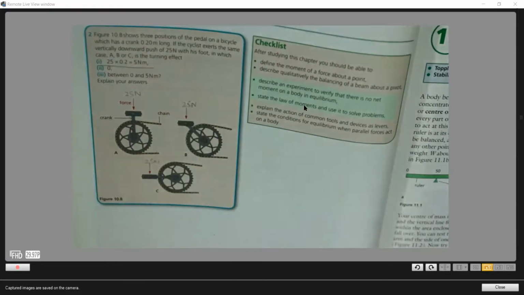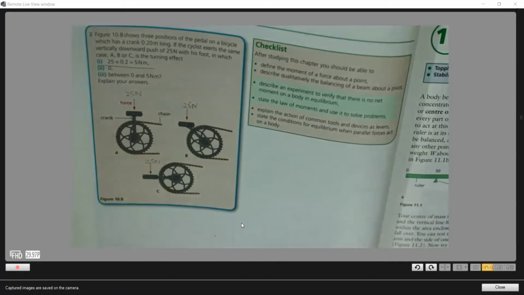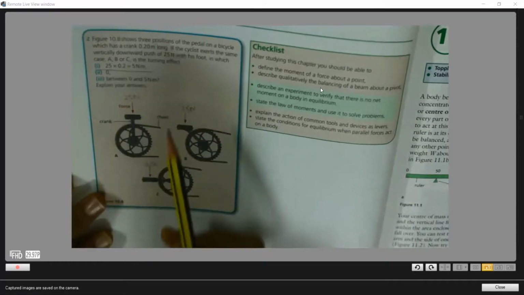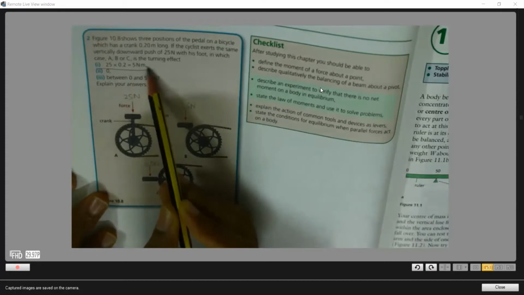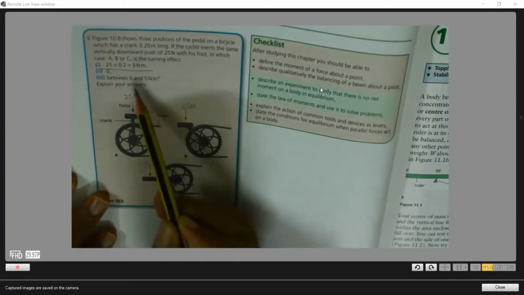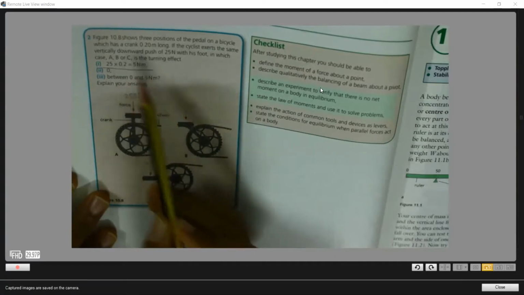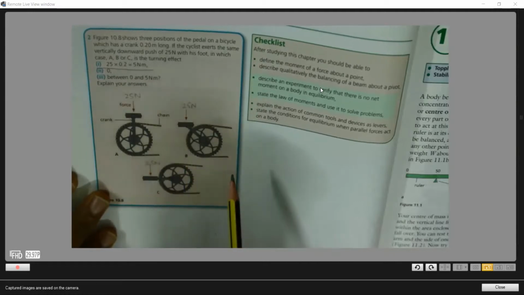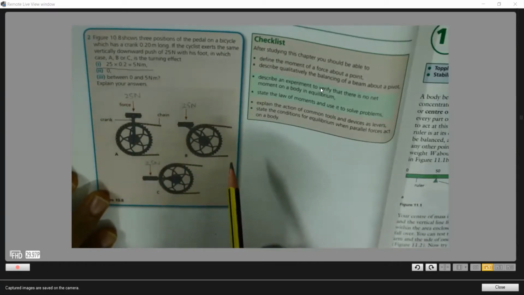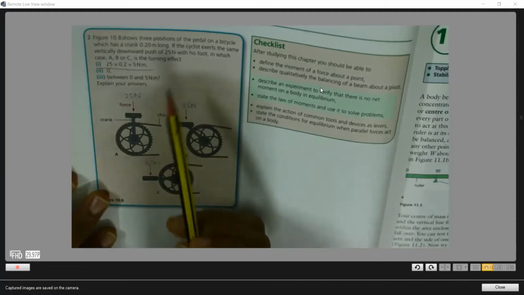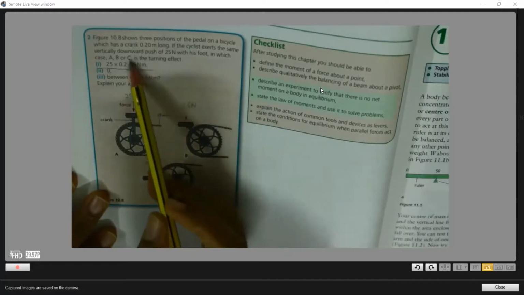Yes? I have a question. For the first one, I don't understand the values they've given over there, like I, double I, and triple I. I don't understand what those values mean. They are asking in which of these pictures is the turning effect 5 Newton meter, 0 Newton meter, or between 0 and 5 Newton meter. So you have to choose a picture for each one of these turning effects. Oh, okay, miss. Yes. So now tell me, which picture is showing you a turning effect of 5 Newton meter?